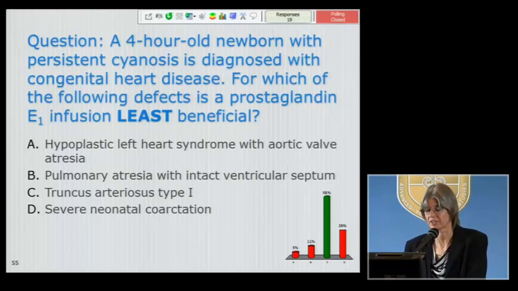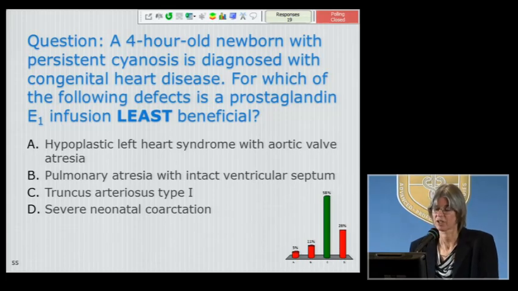Okay, you got this all right. Very good. We mentioned before, hypoplastic left heart syndrome, pulmonary atresia, and severe neonatal coarctation are the so-called ductal-dependent lesions, and it's very important to start prostaglandins while they are waiting for their surgical repair.